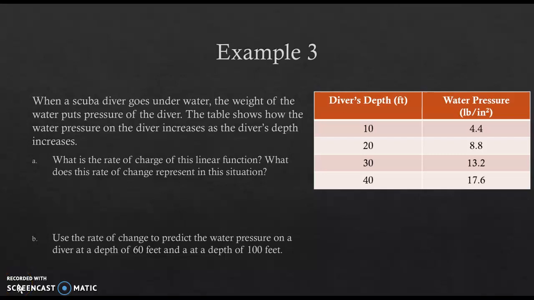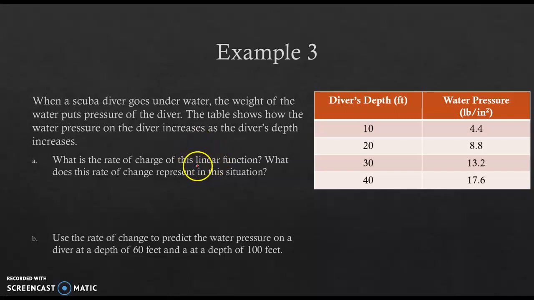Alright, so here we've got a real world situation. A scuba diver goes underwater. The weight of the water puts pressure on the diver, and the table shows how the water pressure on the diver increases as the diver's depth increases. So what is the rate of change of this linear function?